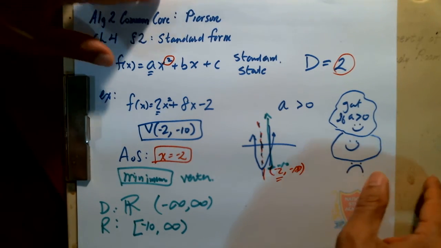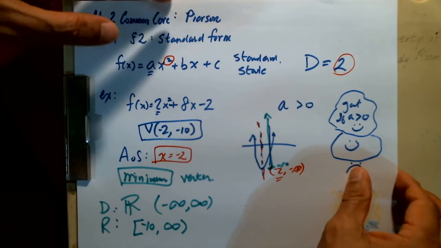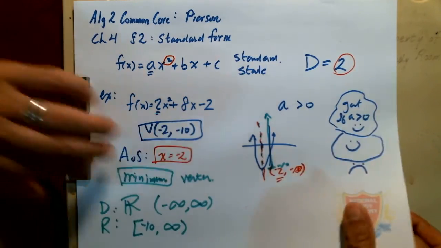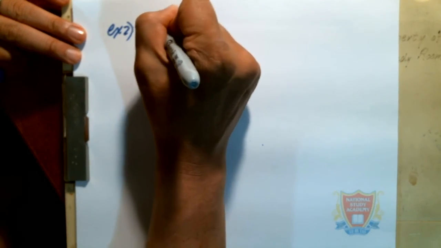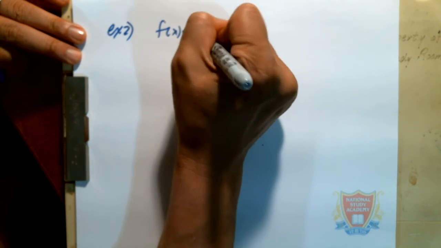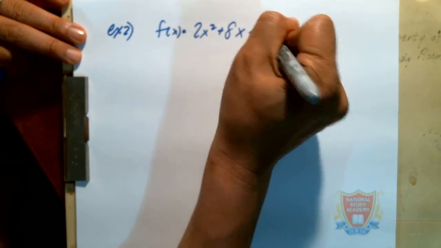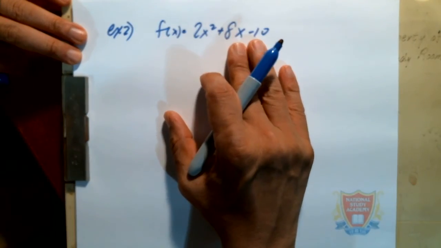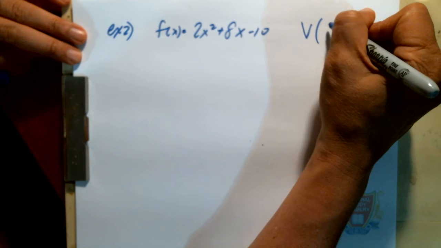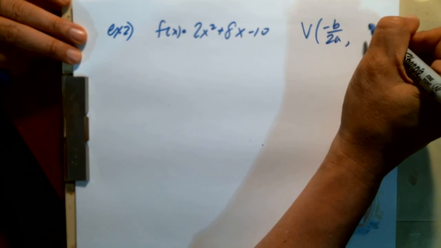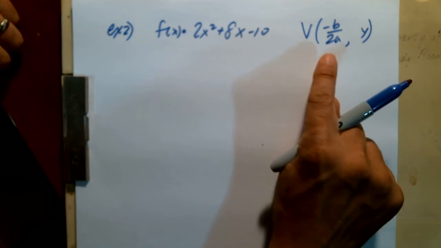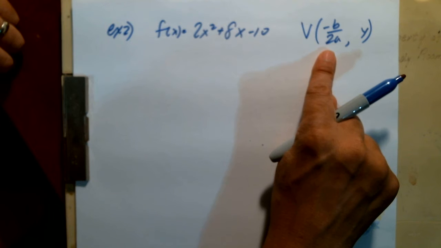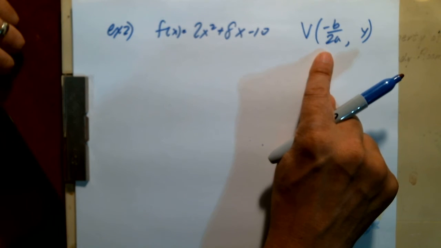So the next question is, how do we find the vertex without a calculator? Good question. So let's look at example 2 now. Let's say the function f of x is equal to 2x squared plus 8x minus 10. And I'm just going to give you what the x-coordinate of your vertex is. It's going to be -b over 2a, comma, and then you have to find the y value for that. This one seems to be another formula you have to memorize. It's actually not so difficult.